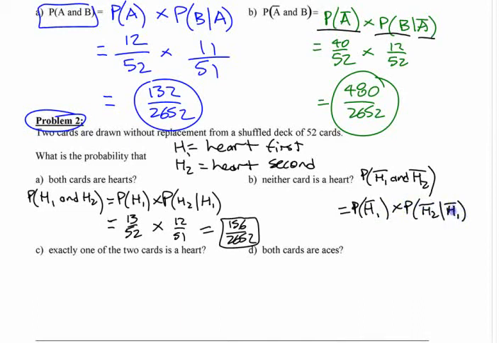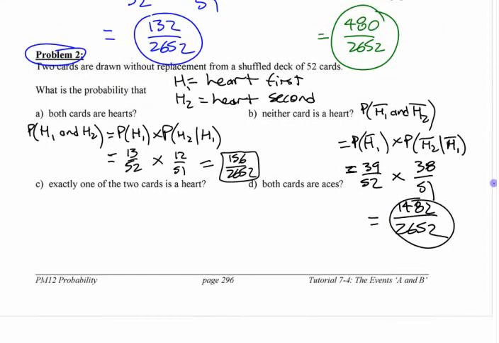I know that maybe at this point you're thinking the symbols are unnecessary, but it helps when it's not just simple things you can work on with fractions. Not getting a heart first is 39 out of 52, and then you have 38 out of 51. Again, something out of 2652. Okay, thank you. This one here, there's some cases involved. Exactly one of the two cards is a heart.